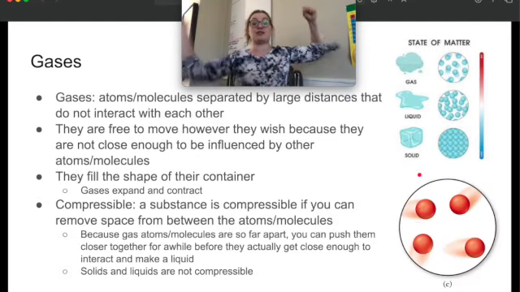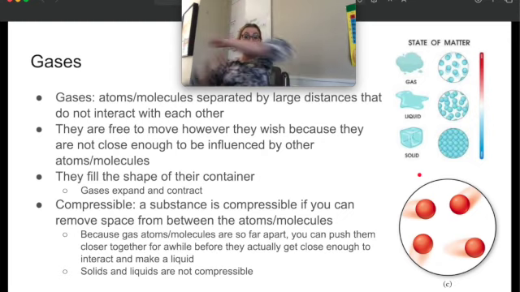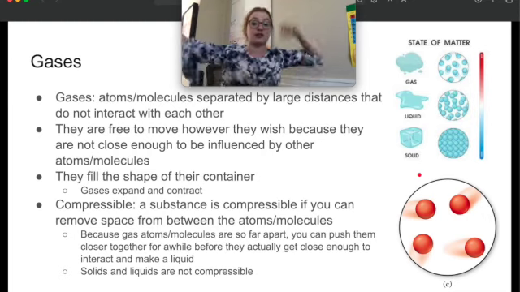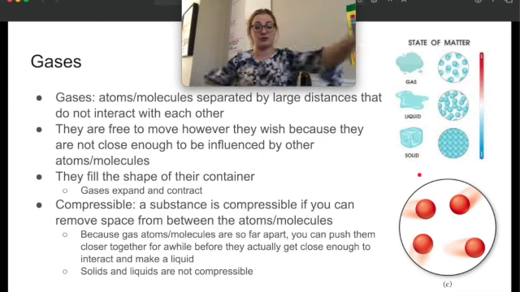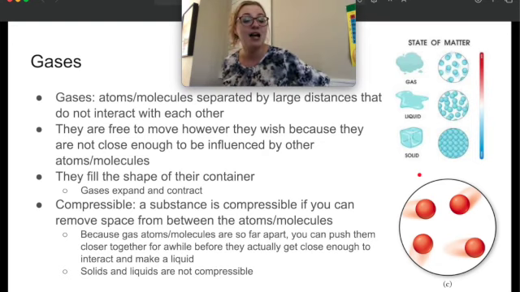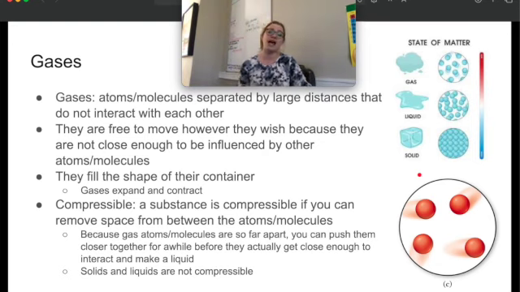Gases are like doing this. They're flying around just bouncing off whatever they run into, and that is it. They're not influencing each other. If each of my hands is like a gas particle, it's just bouncing off, only influenced by its container, really. Gases actually do fill the shape of their entire container. So gases can expand and contract, right? We have a little bit of experience with this.